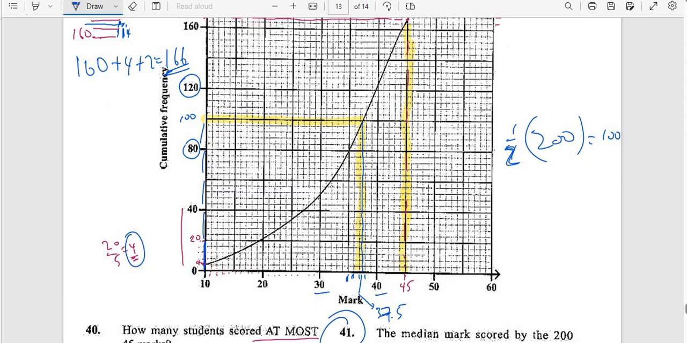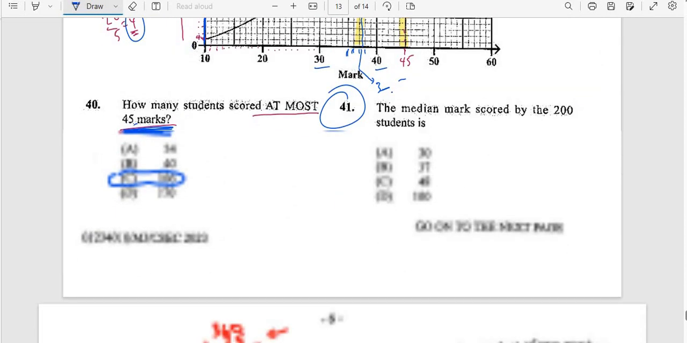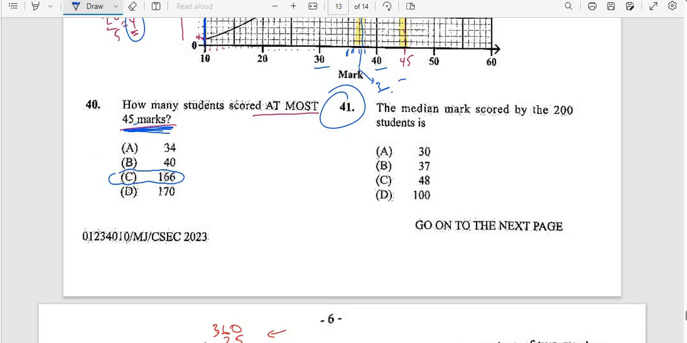So if it's 37.5, we're looking for 37.5 in the options. But we're not seeing 37.5. We're seeing 30, 37, 40, and 100. We look for the closest one, since it's actually an estimate. And so that's going to be the answer, 37.